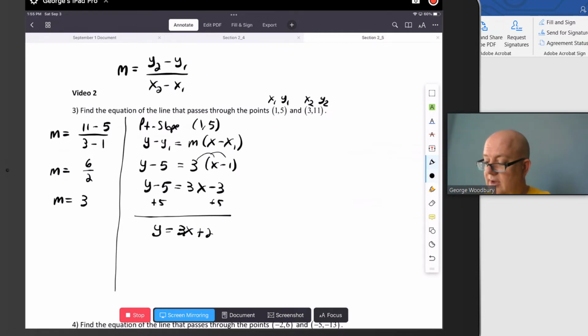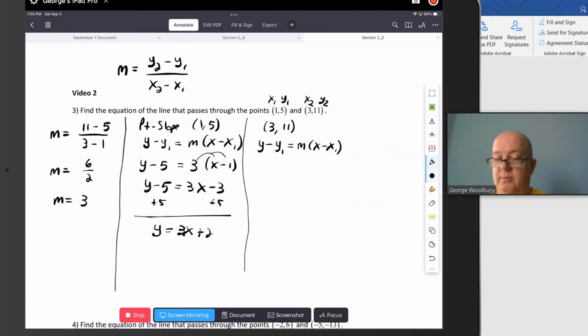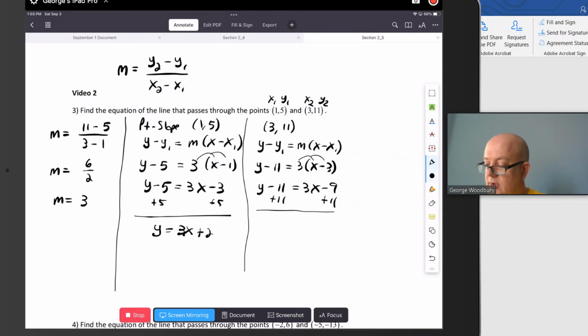I'm going to do it a second time with the same form, but this time I'm going to use 3, 11. Copy down that form again. Y minus y sub 1 equals m times x minus x sub 1. Y minus 11 this time equals 3 times x minus 3. Distribute the 3. Y minus 11 equals 3x minus 9. Add 11 to both sides. Y equals 3x plus 2. So I got the same answer either way.